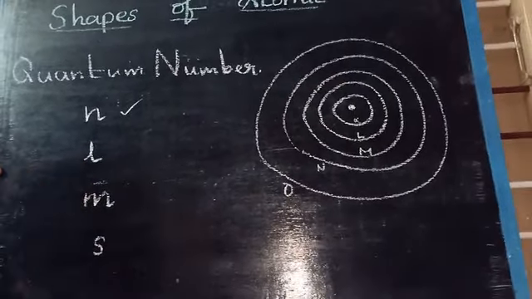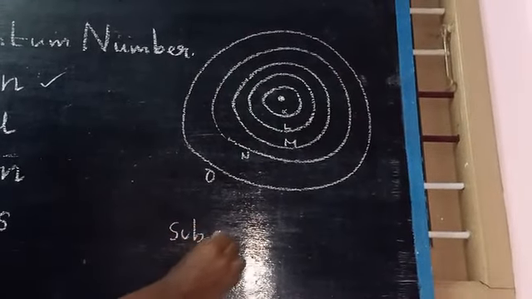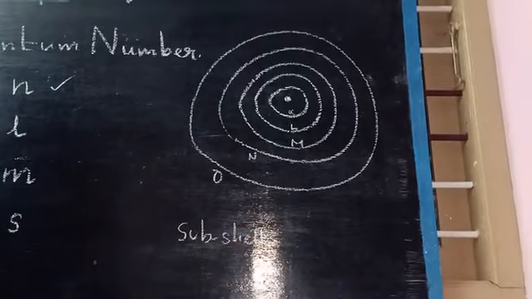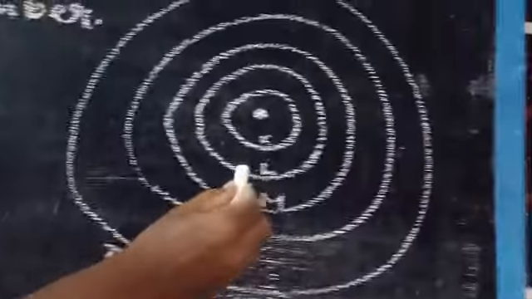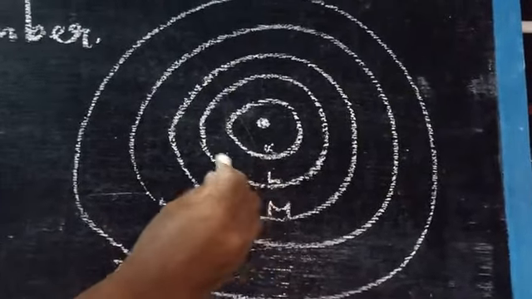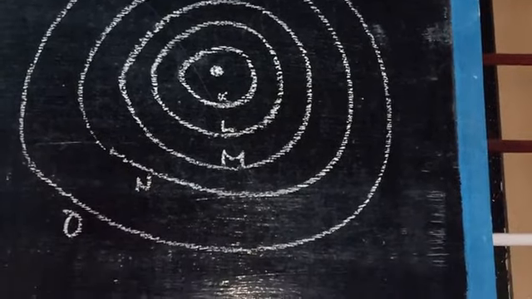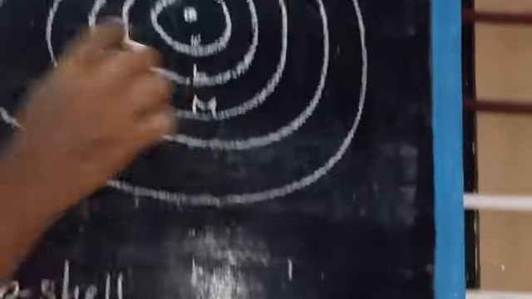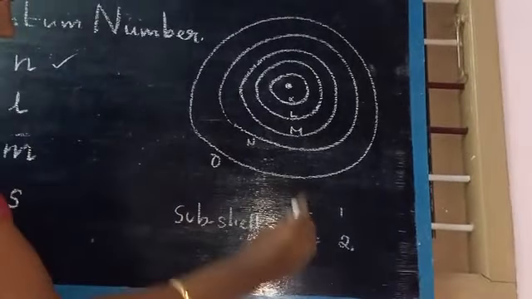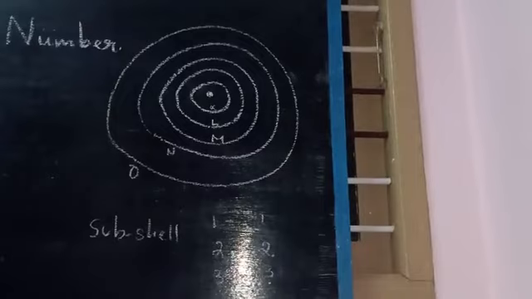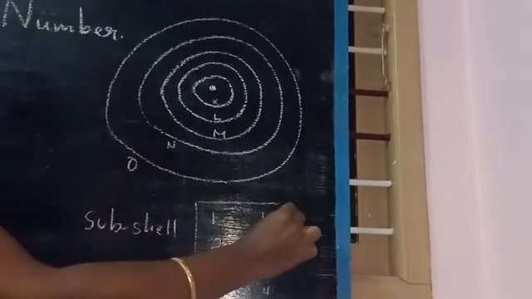Next, the azimuthal quantum number talks about the subshell. The first orbit has only one subshell. The second shell, L, has 2 subshells, M, the third one, has 3 subshells, and the fourth one has 4 subshells. Keep this in mind.